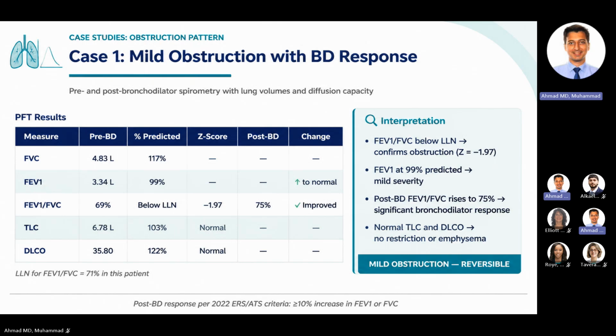Okay, so the FEV1 in this case is normal at 99% of predicted. The FVC is normal. So you have a low ratio. A low ratio is suggestive of early and mild obstruction. Okay, the total lung capacity was normal. The diffusion capacity was normal. So remember this, FEV1 FVC ratio low, consistent with obstruction, despite the fact that the FEV1 was normal and the FVC was normal.